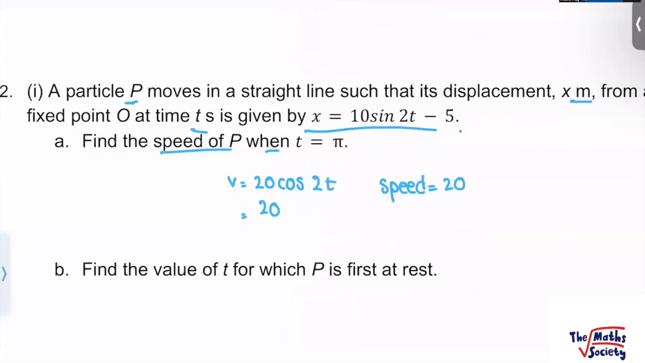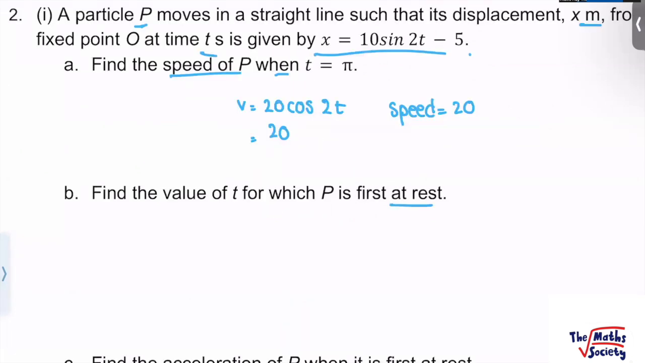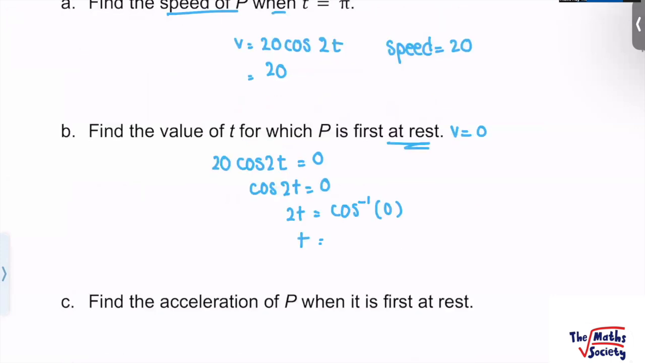And it says find the value of t for which P is first at rest. At rest, we know that v is equal to 0. So 20 cos 2t equals 0, so cos 2t equals 0. 2t equals cos inverse 0, that's pi by 2. So 2t equals pi by 2, then t is going to be pi by 4.